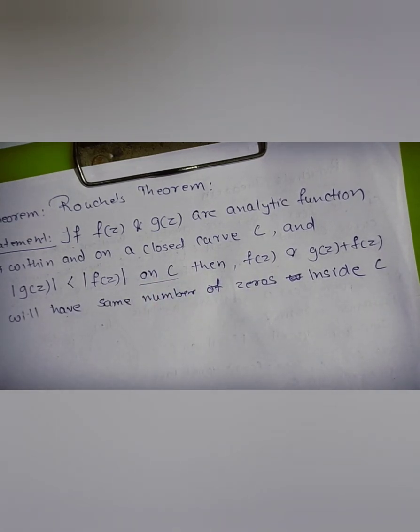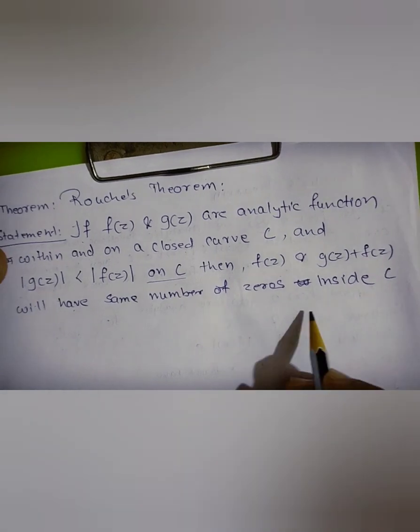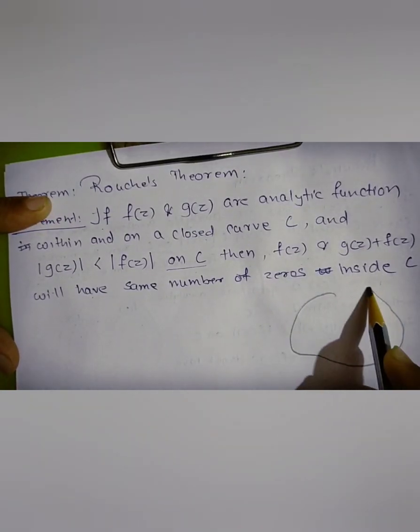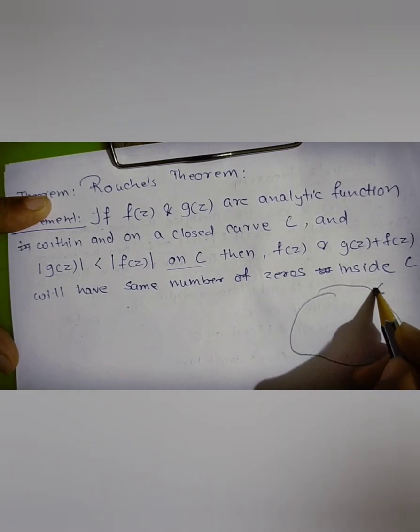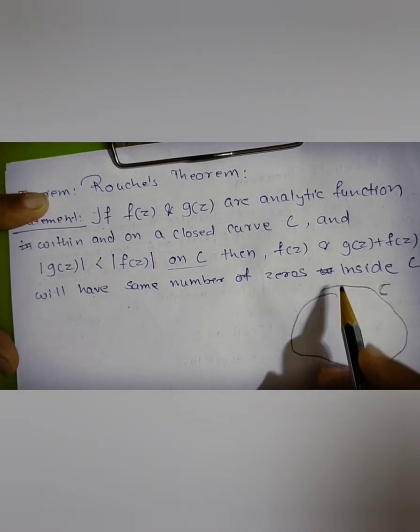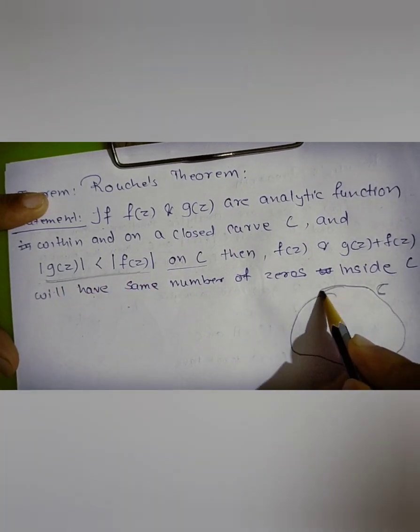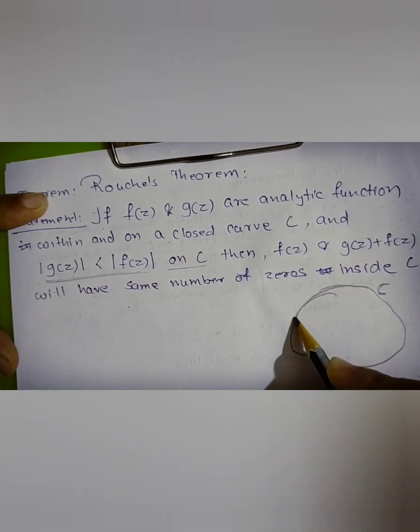So let me draw a figure of this so that it is much more clear to you. Let me draw a closed contour or a closed curve like this. So this is my contour C, right? The condition which I am mentioning here should be satisfied on this contour, on this particular path.